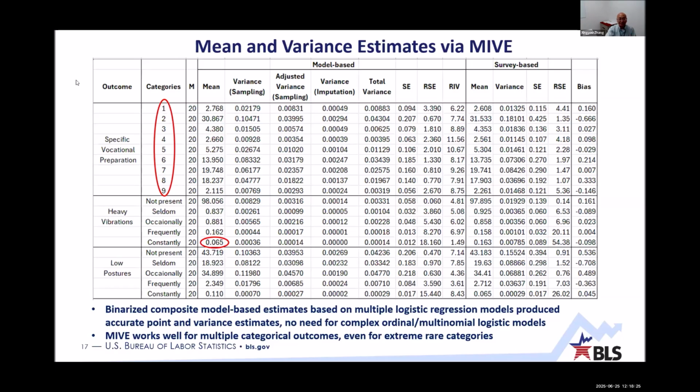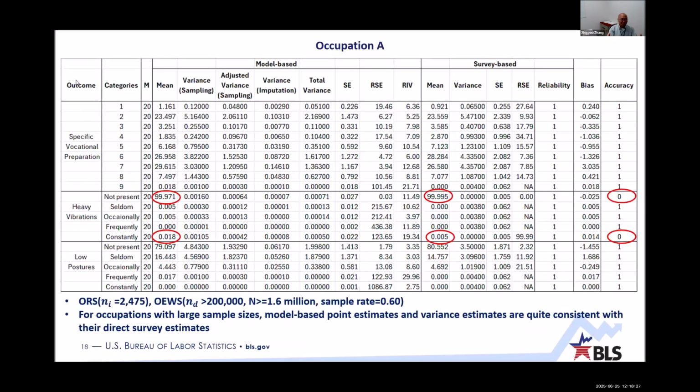How about the occupations? For occupation A, with a pretty large sample size of more than 2,000, the model-based estimates are very consistent, and the variances are very consistent with the derived sample estimates. That's expected. And even where you see some accuracy is 0, if you look at the bias and the actual number, I'm confident that economically they are equivalent.